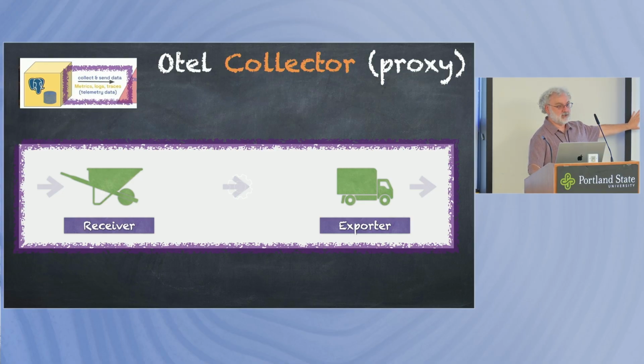That's what the receiver does, is to get the stuff out of your targeted system. And then there is an exporter. So these are two more pieces of software. Really what the collector is doing is just orchestrating these guys to work together.